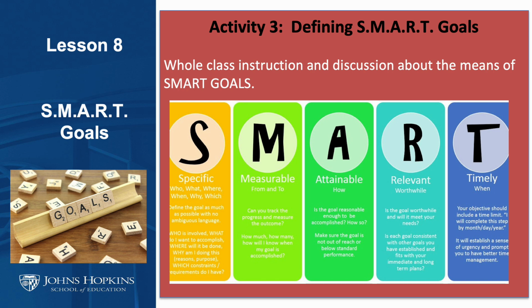In the third activity, you will use the PowerPoint presentation provided in the PowerPoint section of Unit 3 in this Google Classroom to explain what each letter in the SMART acronym means and how this provides a useful framework for goal setting. The S stands for specific, M is for measurable, A is for attainable, R is for relevant, and T is for timely.